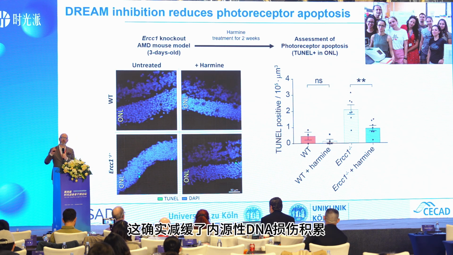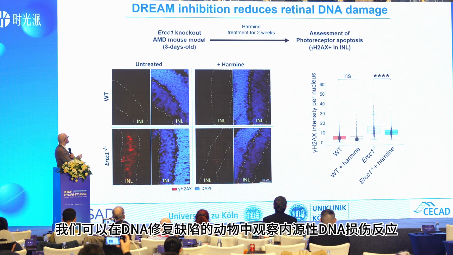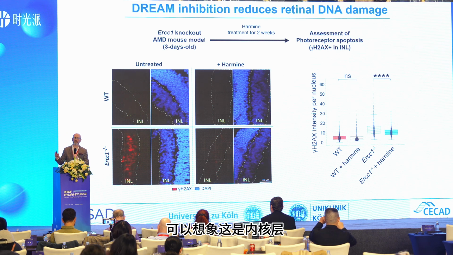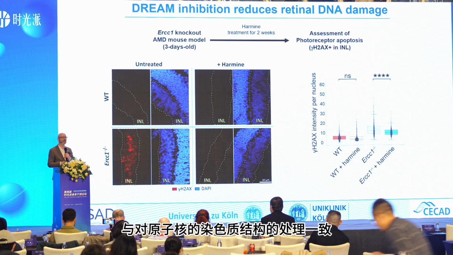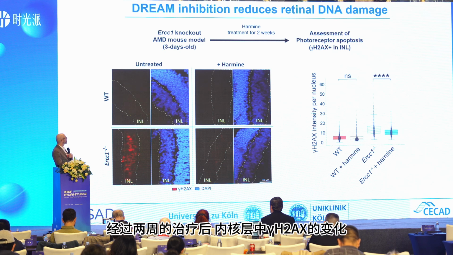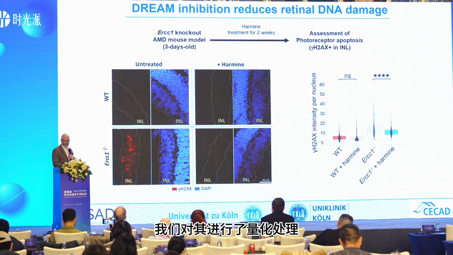Does that really lead to a slowdown of the buildup of endogenous DNA damage? Indeed it does. We can look at endogenously formed DNA damage in these repair-deficient progeroid animals. This you can visualize in the inner nuclear layer. It has to do with the chromatin structure of these nuclei. In the inner nuclear layer you can visualize this with gamma H2AX in these 2 weeks old animals. And you see a significant attenuation of the buildup of endogenous damage that is quantified here.